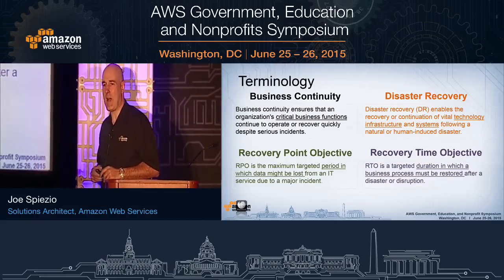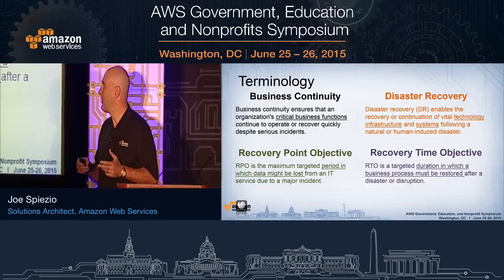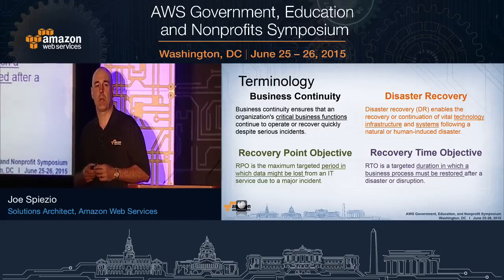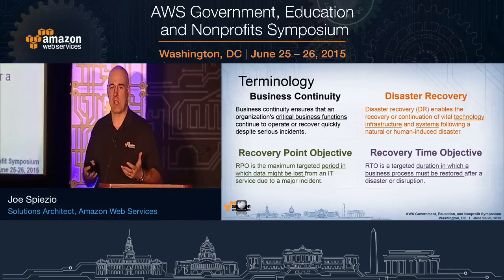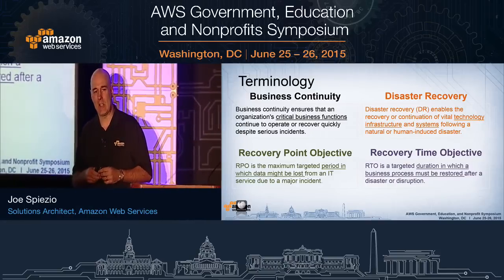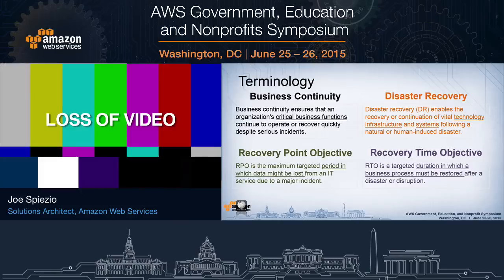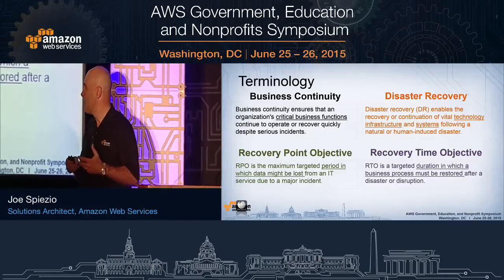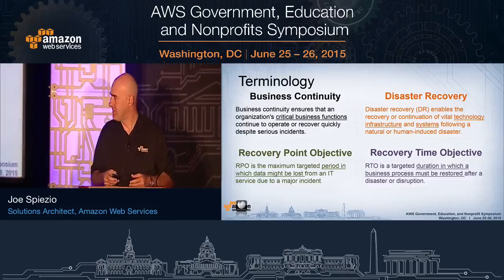So a little bit of terminology. Some things you've seen before, but just in case everybody hasn't, we'll go over them. The term business continuity gets thrown around a lot. Business continuity refers to the continuation of business processes in the event of a disaster or an incident. Disaster recovery is a subset of that, covering your systems and your technology in such circumstances.